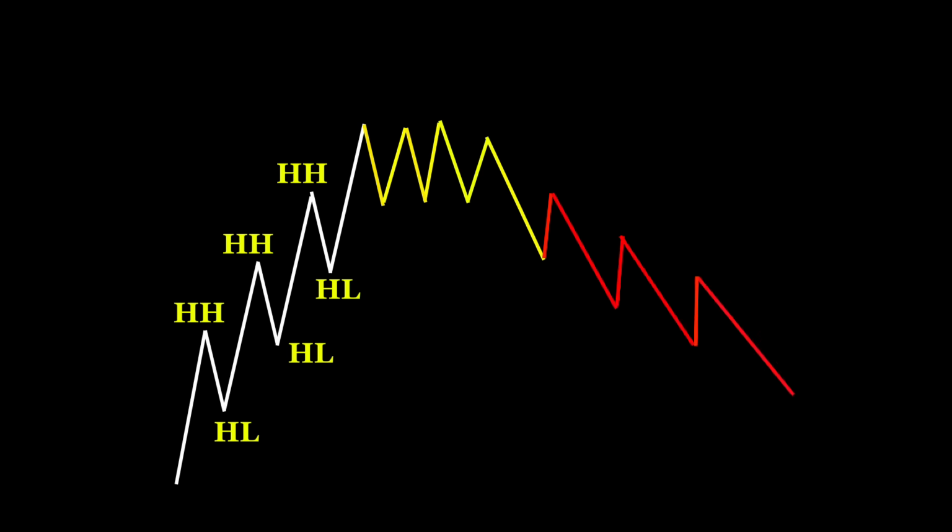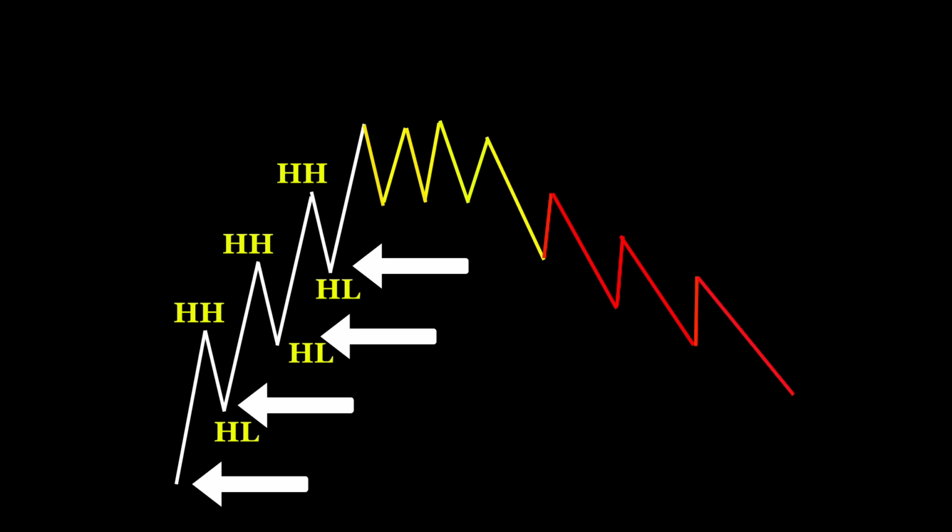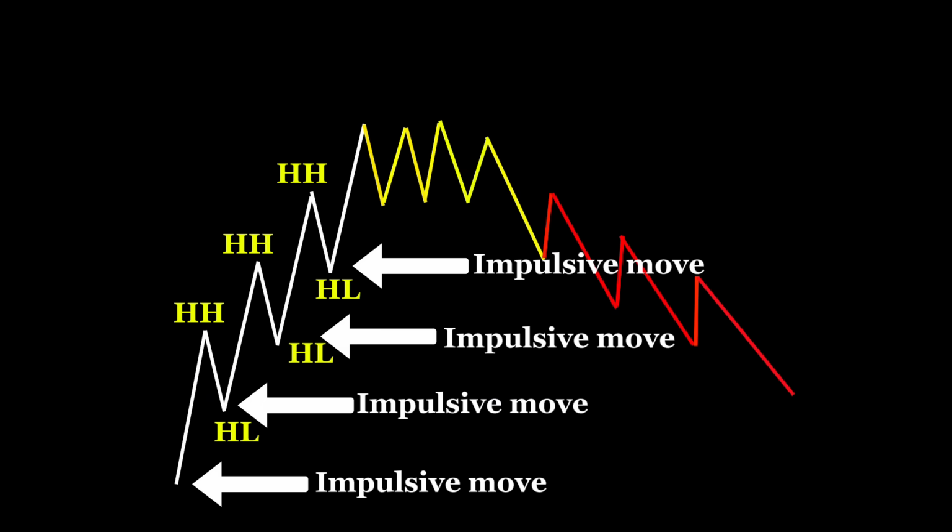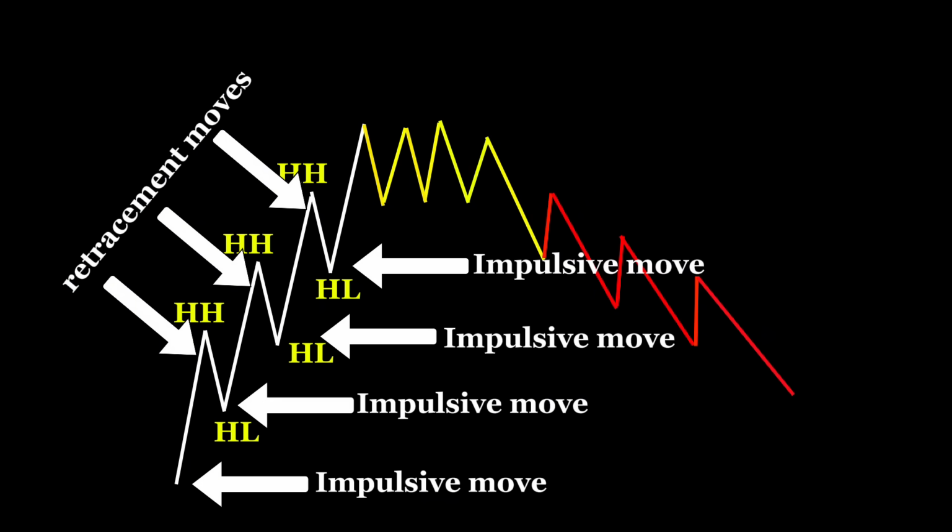The logic behind this is simple. Demand outweighs supply. Buyers are willing to pay higher prices, and sellers aren't strong enough to stop them. In an uptrend, price moves in 2 phases. First, we have the impulsive move, where buyers push the market higher, creating a strong upward movement. Then comes the retracement move, a temporary pullback as traders take profits before the next leg up.